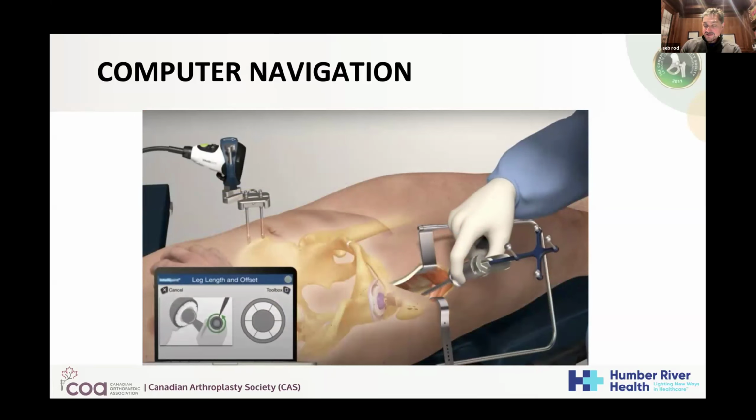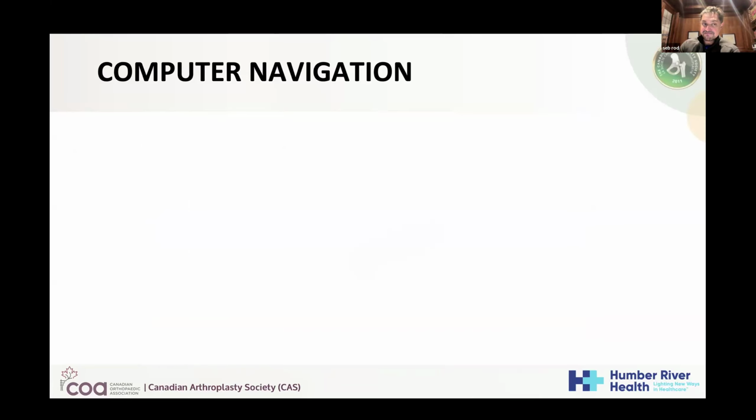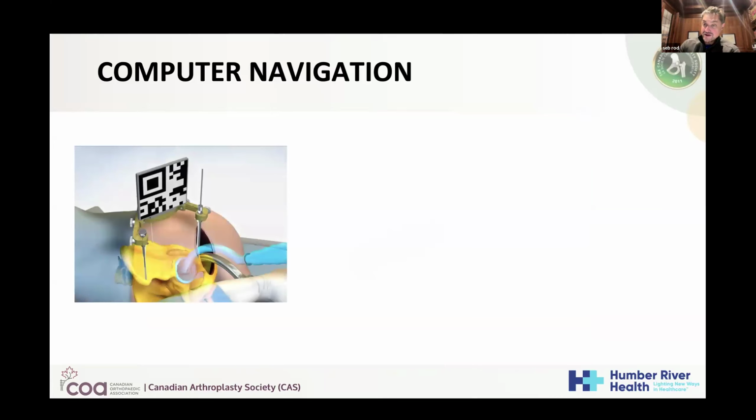The benefit of many of these companies is that they're open platform in terms of computer navigation. So if you're a Synthes user, a DePuy user, a Stryker user, you can use one of these assistive technologies. Like I said, that was one example of a company.